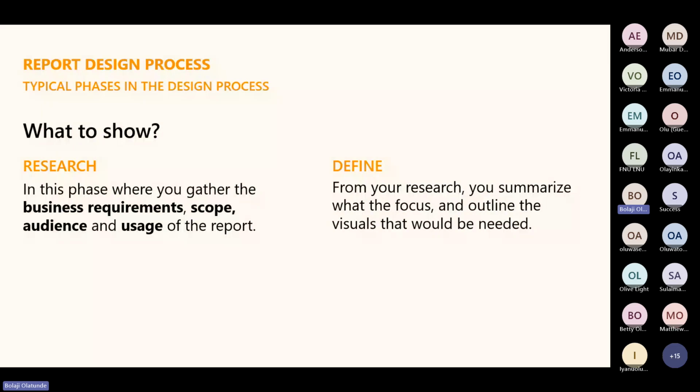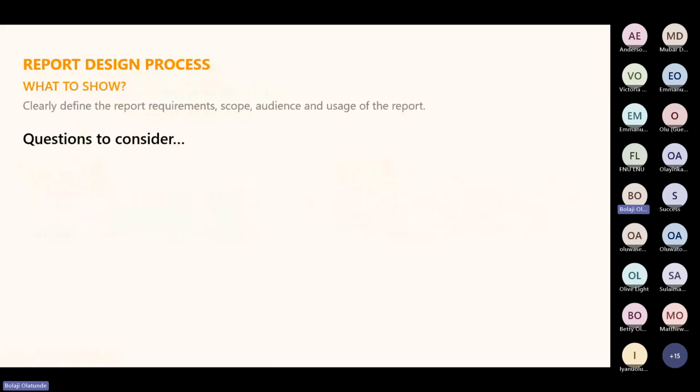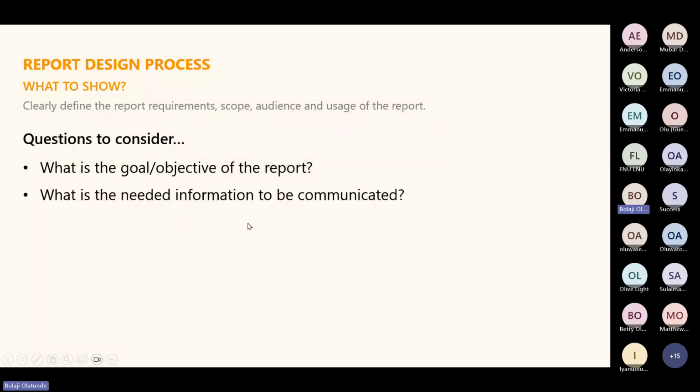And I just put up a couple of questions to consider when you're looking at this phase. What's the goal or the objective of the report? Like we discussed, what's the needed information to be communicated? What do I need to put on the dashboard that is going to help achieve the objective of the report, or that's going to help answer that pressing business question? What won't the report cover? What's the scope of the report? What are the questions that you are not going to answer on this report?